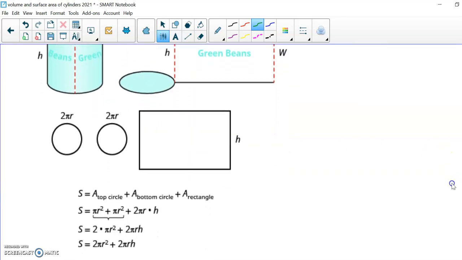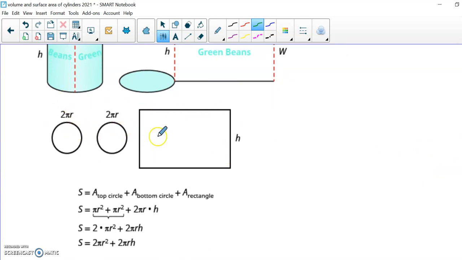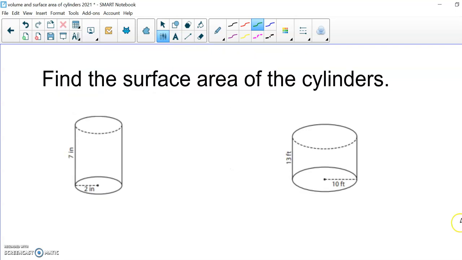Let's put it all together now. To build this can, we have two circles and we have a rectangle. The two circles are pi r squared, and we have 2 of those. Then for our rectangle, the base is the circumference of the circle, so that's 2 pi r, and we multiply it times the height. So that's the formula we're going to use. Let's go ahead and try one.